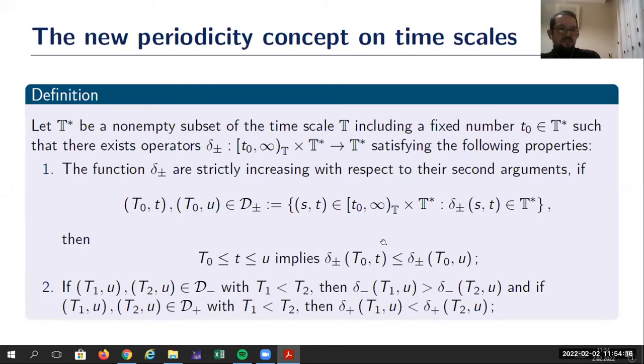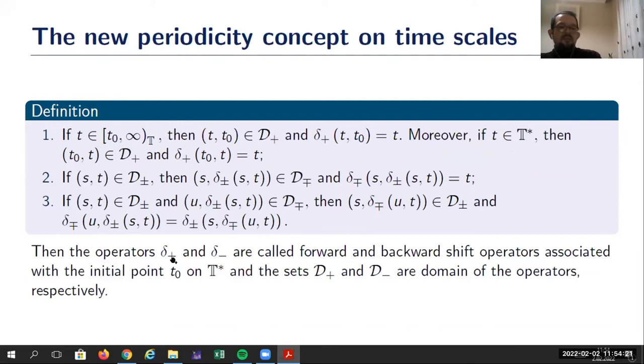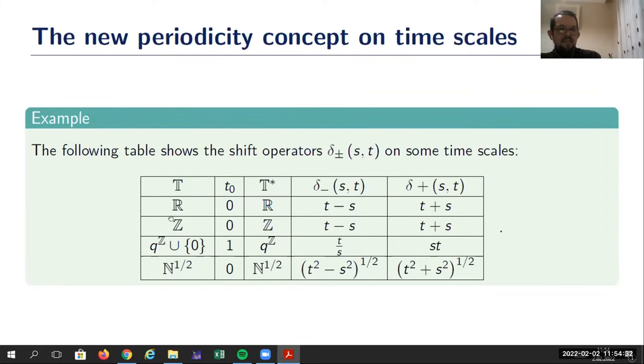Delta plus will stand for the forward shift, delta minus will stand for the backward shift. With respect to those shift operators, some specific examples are given. If T is R, we have usual addition. For Z, we have usual addition. But if you choose a quantum domain or q difference domain, the shift operators change. For forward shift, we use multiplication. For backward shift, we use division. And for another time scale, N to the 1 over 2, we characterize different shift operators.